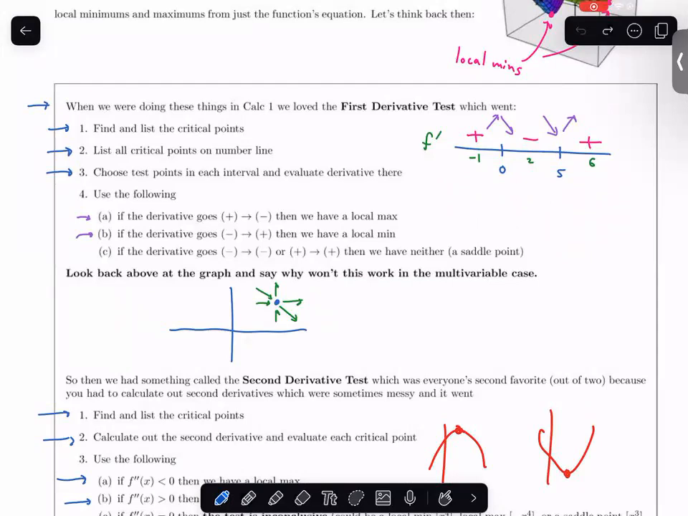When we think back to now, if we're in a multidimensional case, there are many ways that you could go across the point, and they may not all agree, which would be quite sad, right? If they don't agree, we'll end up having a saddle point. So it's very hard to test all possible ways to go across a point. Unfortunately, the first derivative test doesn't work for us here in a multivariable case.